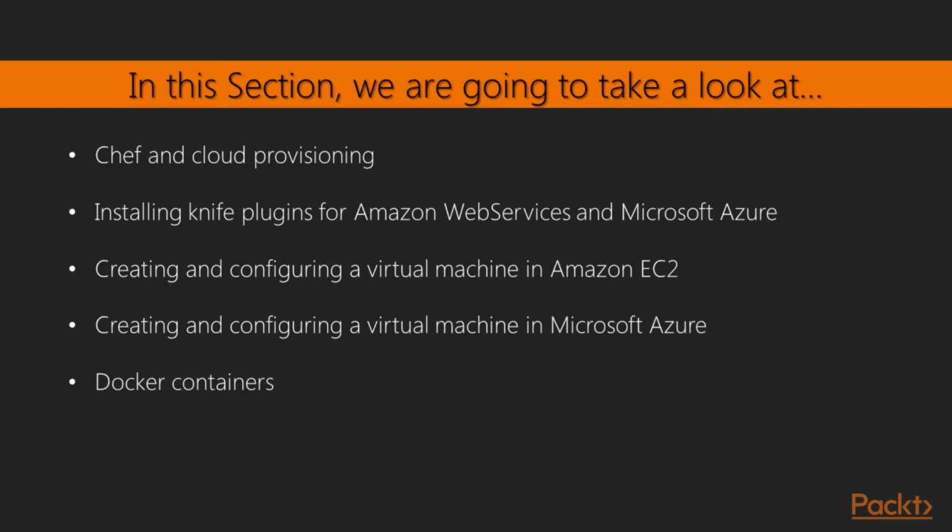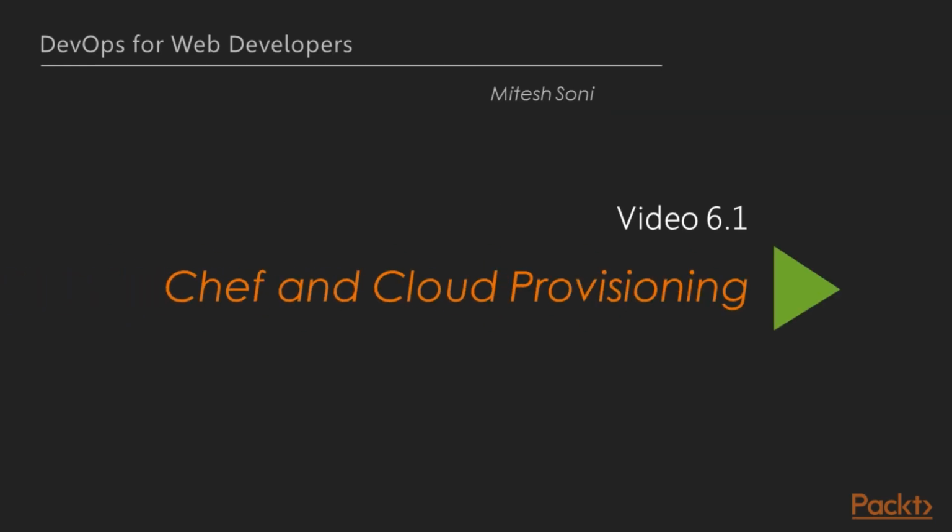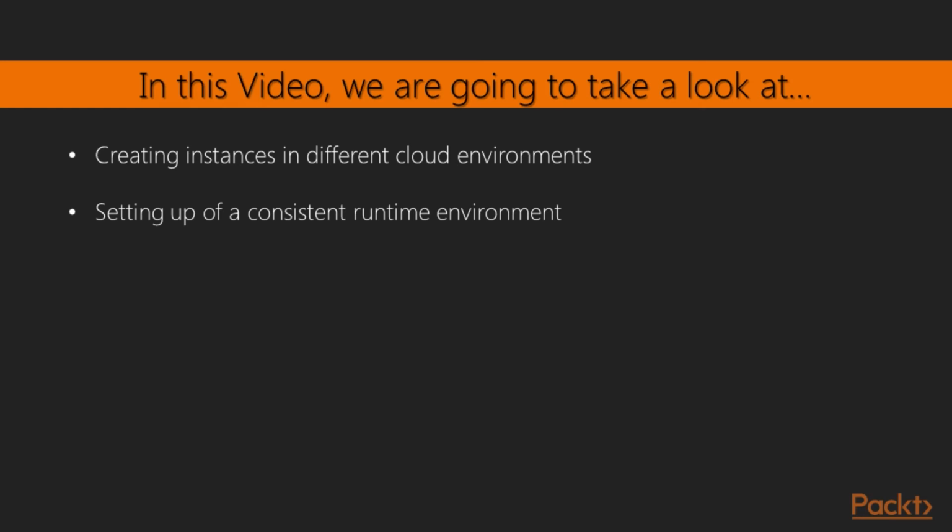The section will demonstrate the following topics: Chef and cloud provisioning, installing Knife plugins for Amazon EC2 and Microsoft Azure, creating and configuring a virtual machine in Amazon Web Services, creating and configuring a virtual machine in Microsoft Azure, managing Docker containers with Chef. Now we will see the first video of section 6, Chef and cloud provisioning. In this video, we will focus on infrastructure provisioning in a cloud environment and setting up a runtime environment.